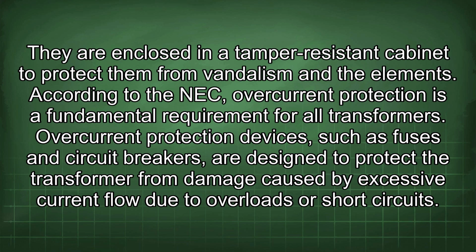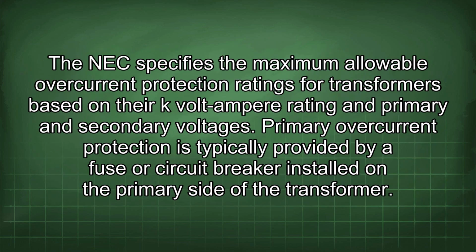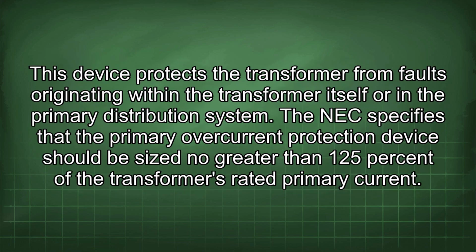According to the NEC, overcurrent protection is a fundamental requirement for all transformers. Overcurrent protection devices, such as fuses and circuit breakers, are designed to protect the transformer from damage caused by excessive current flow due to overloads or short circuits. The NEC specifies the maximum allowable overcurrent protection ratings for transformers based on their kVA rating and primary and secondary voltages. Primary overcurrent protection is typically provided by a fuse or circuit breaker installed on the primary side of the transformer. This device protects the transformer from faults originating within the transformer itself or in the primary distribution system.